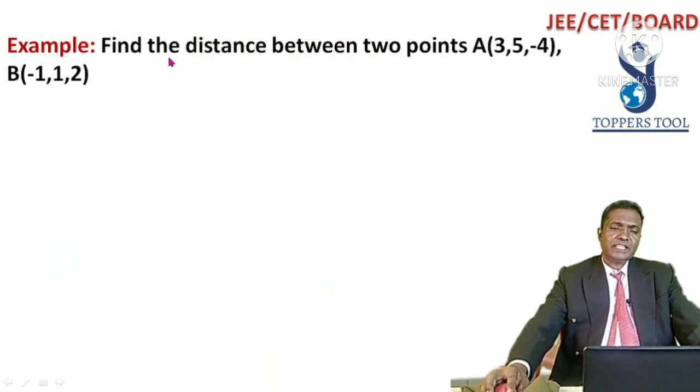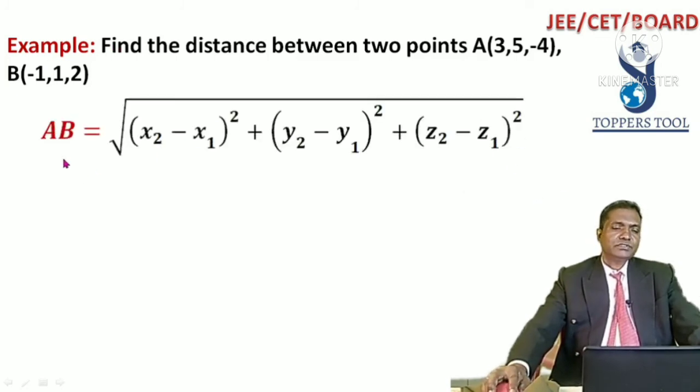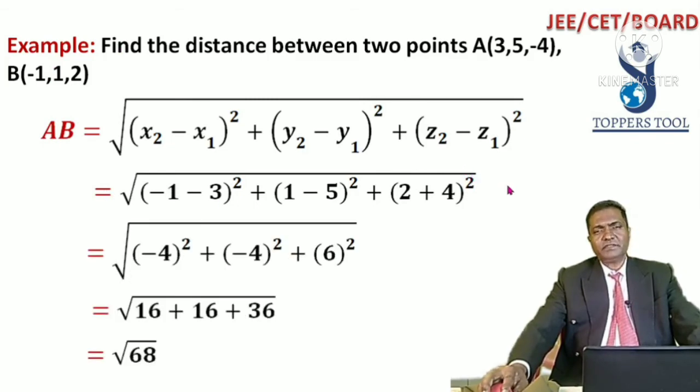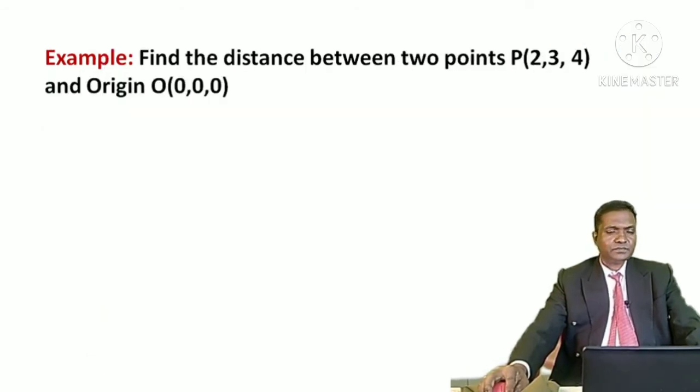Now there is an example. Find the distance between two points A and B. Straight away apply the formula, substituting the values of x1, y1, z1, x2, y2, z2. In this way you can find the distance between any two points in space. These are all basic things required to understand big concepts.